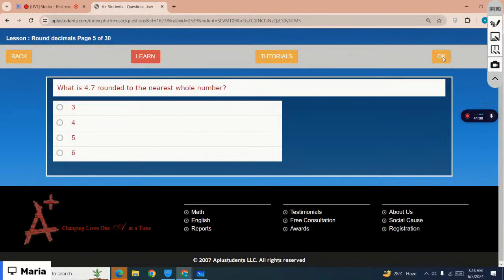What is 4.7 rounded to the nearest whole number? So which is the correct option? Yes, 4.7 is rounded off to 5. The correct option is 5.